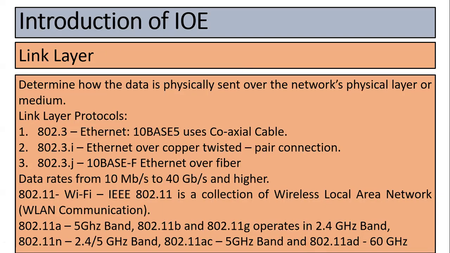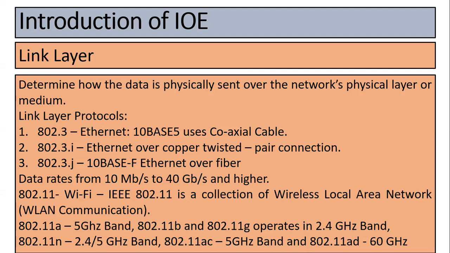The first one is the link layer. Again, you know what the purpose of the link layer is. The purpose of the link layer is to determine how the data is physically sent over the network, that is, the physical layer or the medium.